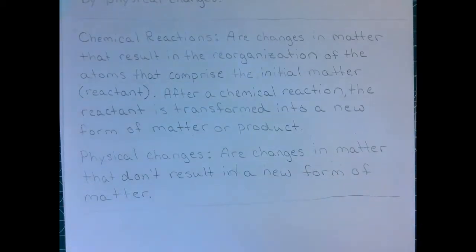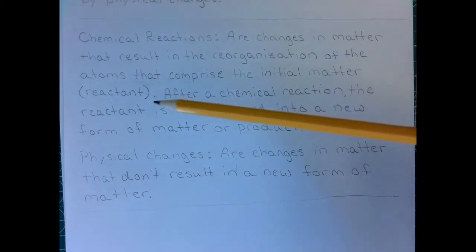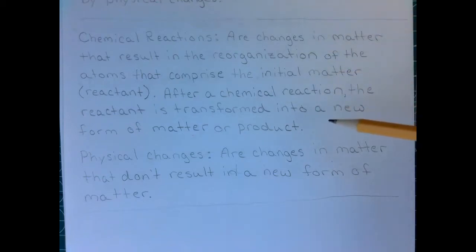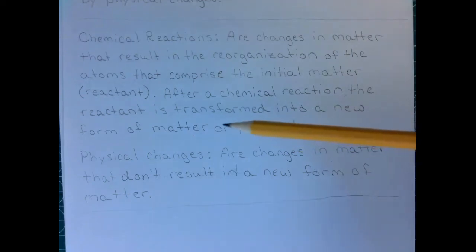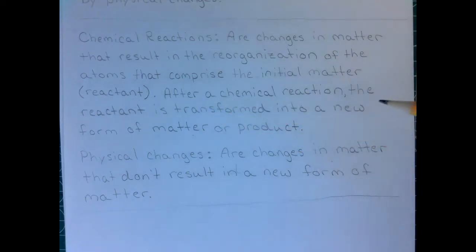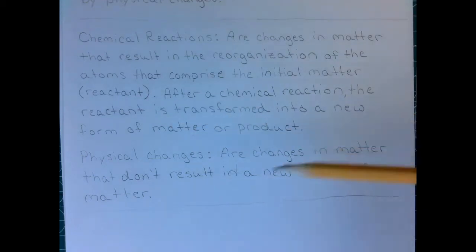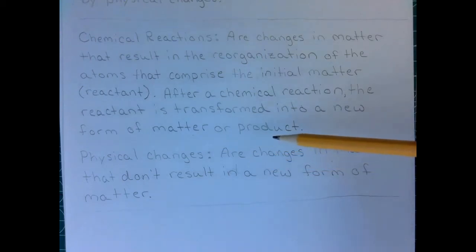So, chemical reactions are the changes in matter that result in the reorganization of the atoms that comprise the initial matter or reactant. So we're going to have some sort of reorganization of chemical bonds. The way that the atoms that make up the matter are connected is going to be different before and after the chemical reaction. So after a chemical reaction, the reactant is transformed into a new form of matter, which we will call a product of the chemical reaction.